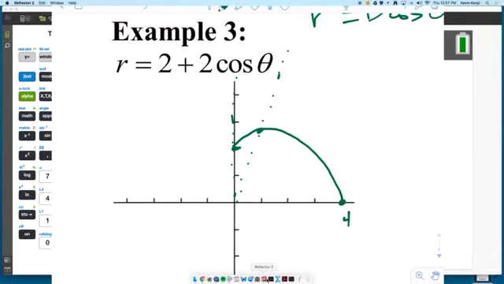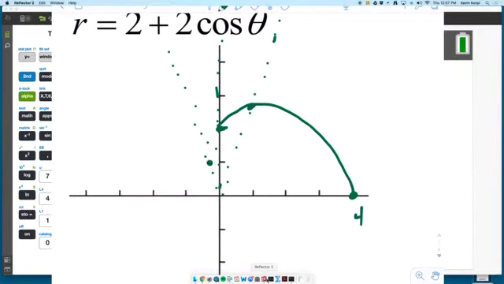All right, so let's keep going. The next convenient angle would be over there at what? 2 pi thirds? What is cosine of 2 pi thirds? Negative 1/2 times 2. Negative 1. What's 2 minus 1? 1. So we're right here. Okay, we go out 1 unit.